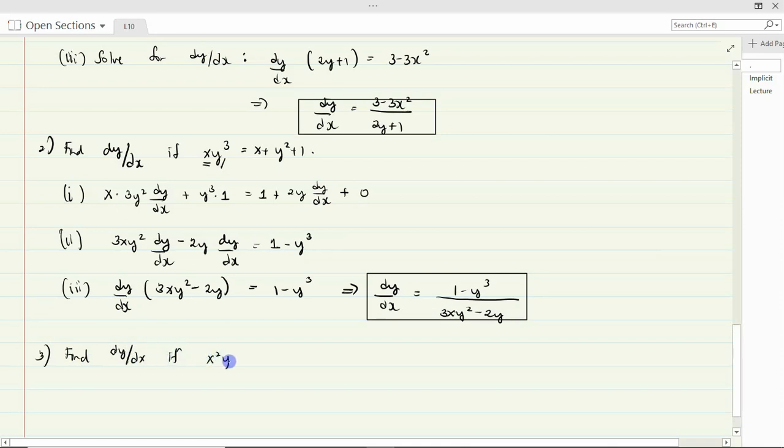If x squared y squared equals x squared y plus 3xy squared. Okay? So, first step tayo. First step is you differentiate both sides. Dito tayo kay x squared y squared. Ang x squared y squared is a product.